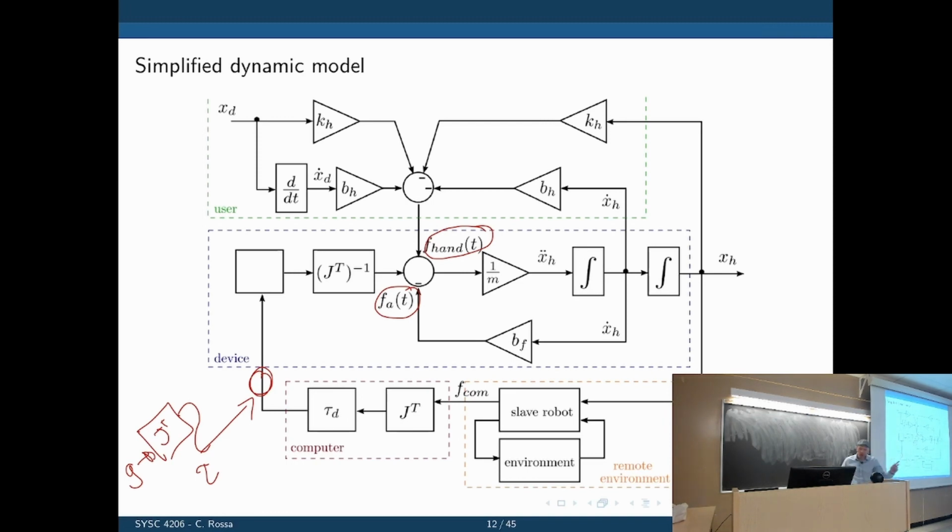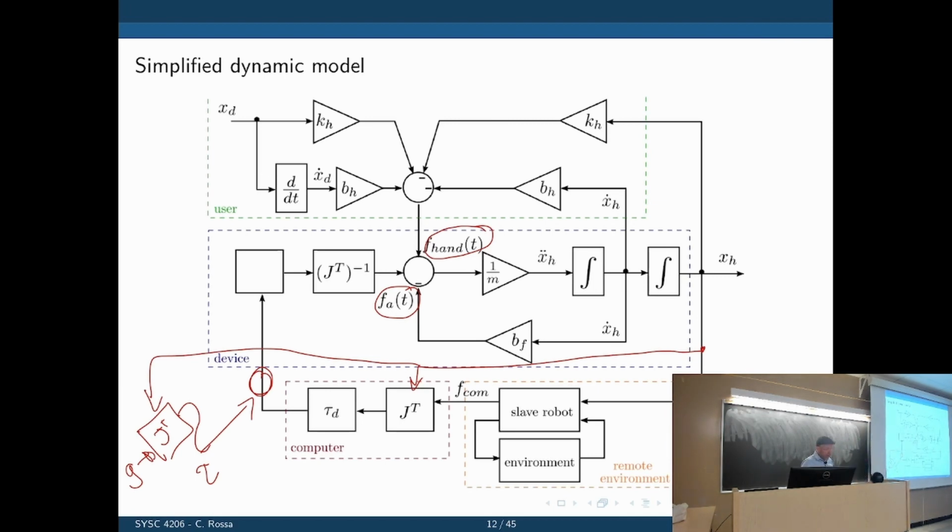Now, one thing to note here, and it's really important, is that this Jacobian depends on the position of the robot. As soon as the robot changes position, the Jacobian will change. So this has to be updated for every different pose of the haptic device.